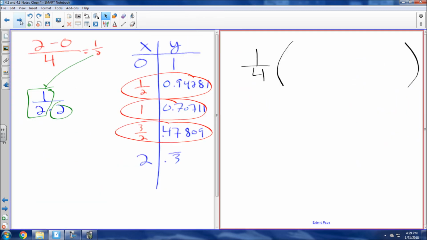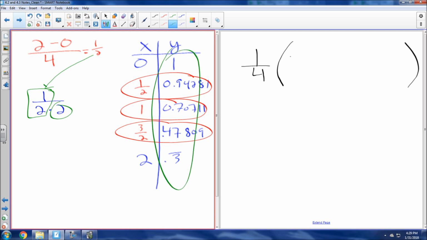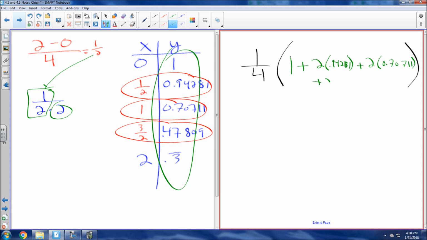So what we're going to do is we're going to take the first base by itself. So let's just talk about what numbers we're grabbing here. We're grabbing these numbers. These are the heights of the trapezoid, I guess, or the bases of the trapezoid, depending on how you look at it. 1 plus 2 times this value, which is 0.94281. Beautiful. 2 times this value, plus 2 times this value, 0.47809, plus this value does not get double counted, so that's 0.333. Okay? And then you just need to crunch those numbers and figure out what that comes out to.